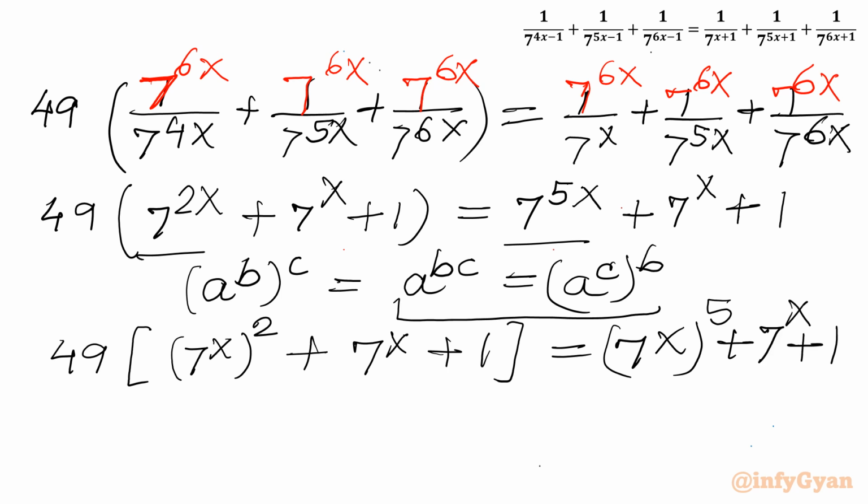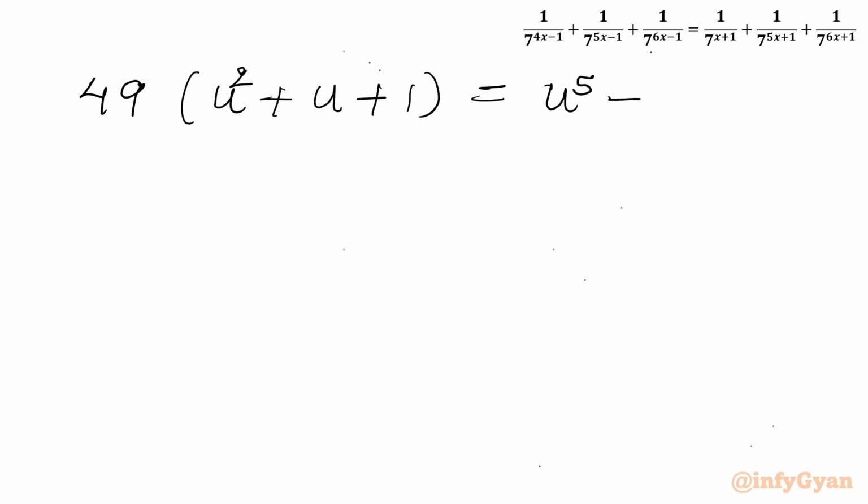Now the turn of substitution. Let us consider 7^x equal to u. Now I can write our equation as 49 times (u^2 plus u plus 1) equal to u^5 plus u plus 1.